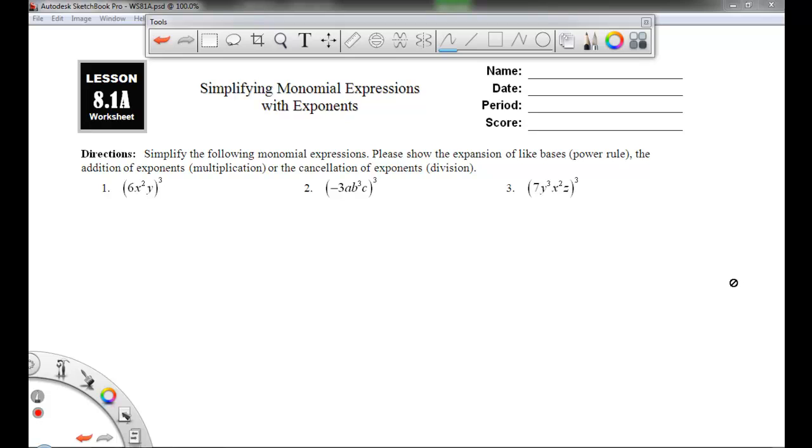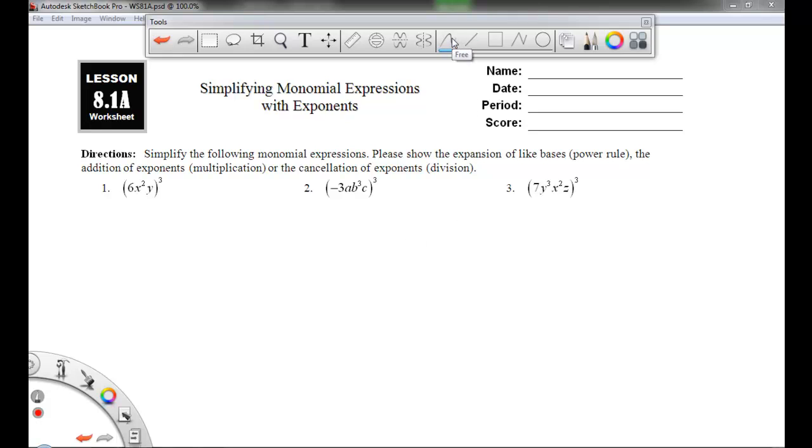Right now in my algebra class, we're simplifying monomial expressions with exponents. We've just barely started chapter 8, so students are getting more familiar with how to multiply like bases with exponents. The directions read: simplify the following monomial expressions. Please show the expansion of like bases using the power rule, the addition of exponents when we're using multiplication, or the cancellation of exponents that goes along with dividing or division.